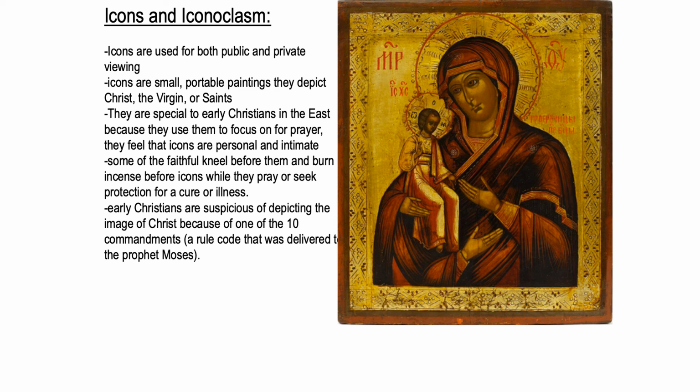Early Christians are suspicious of depicting the image of Christ because one of the 10 Commandments is thou shalt not worship graven images. Because of that, the Islamic religion does not have images of people in their churches. For this reason, Protestant Christians don't have images of people in their church. But at this time, iconoclasm becomes more and more rampant because of this idea that thou shalt not worship graven images.